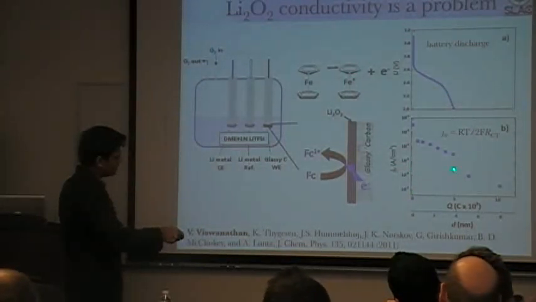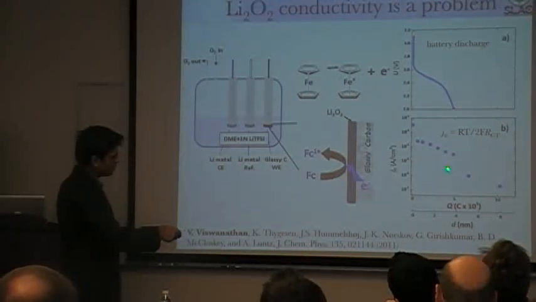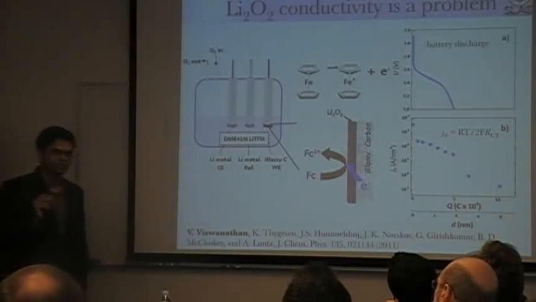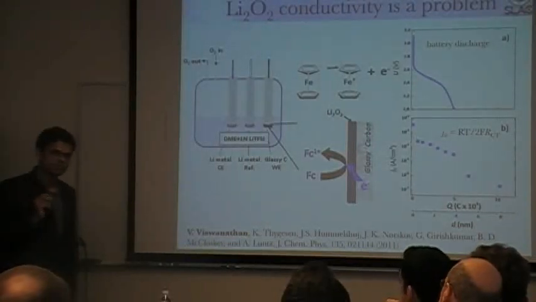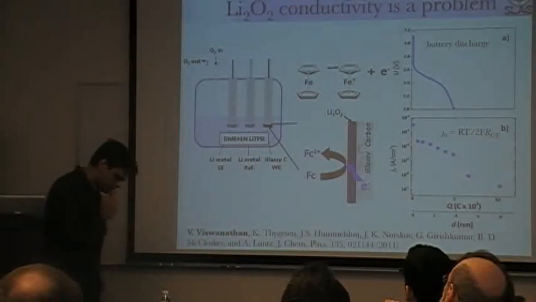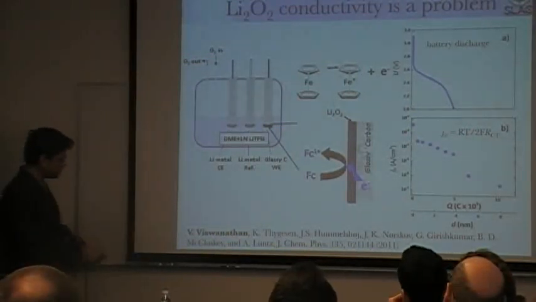And what you see immediately is that same limit. So you are not able to get electrons to the surface fast enough. Because you cannot get electrons to the surface fast enough, your battery suddenly dies. Okay. So this is what this experiment tells us.